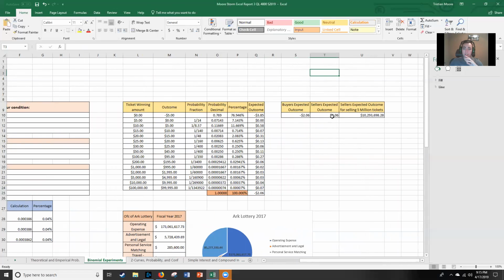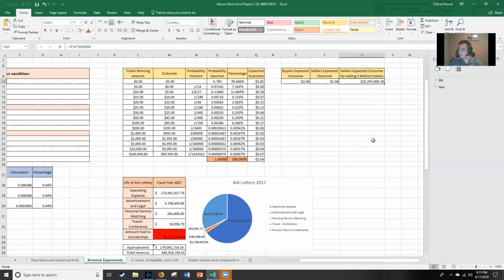Law of large numbers says that for a $5 ticket, the seller is going to net about $2.06, where the buyer is going to lose $2.06. And so if you times that by 5 million tickets, you get $10,293,698.28.